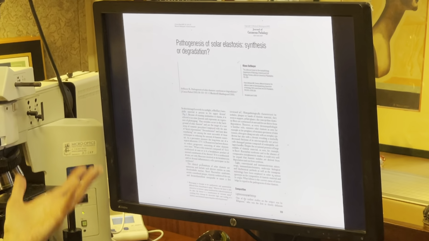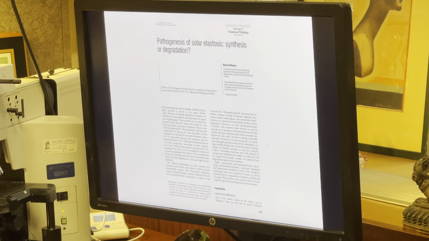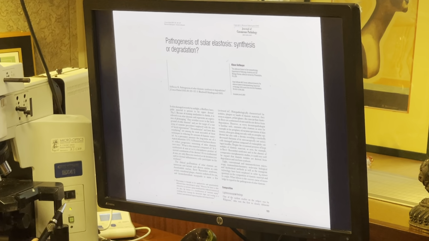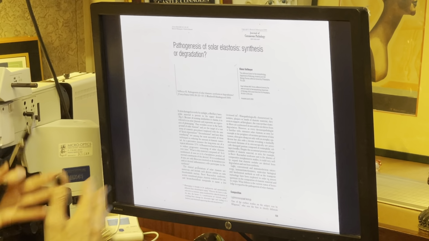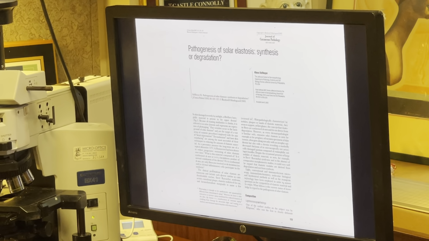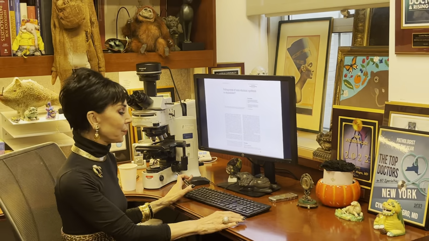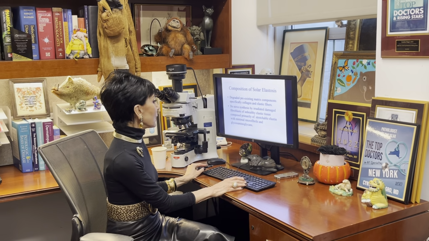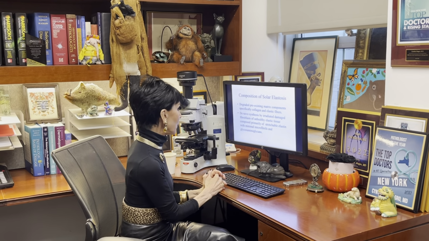And so, what is the pathogenesis of solar elastosis? Is it synthesis of abnormal tissue by these irradiated fibroblasts, or is it degradation of pre-existing connective tissue matrix, or is it potentially a combination of the two? So it would appear that it's likely a combination of the two.